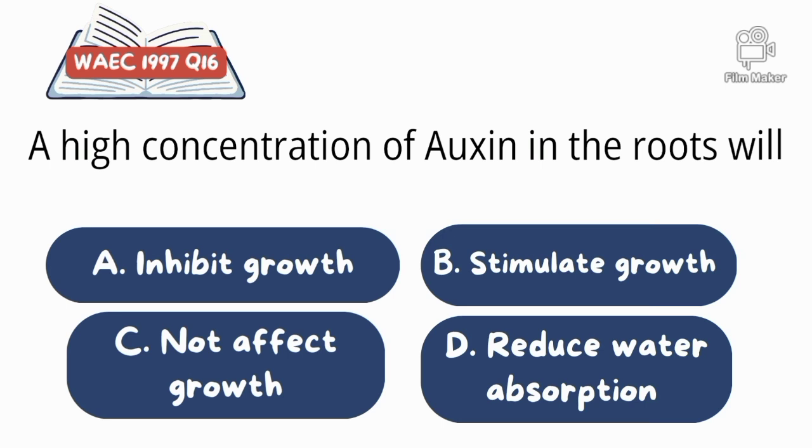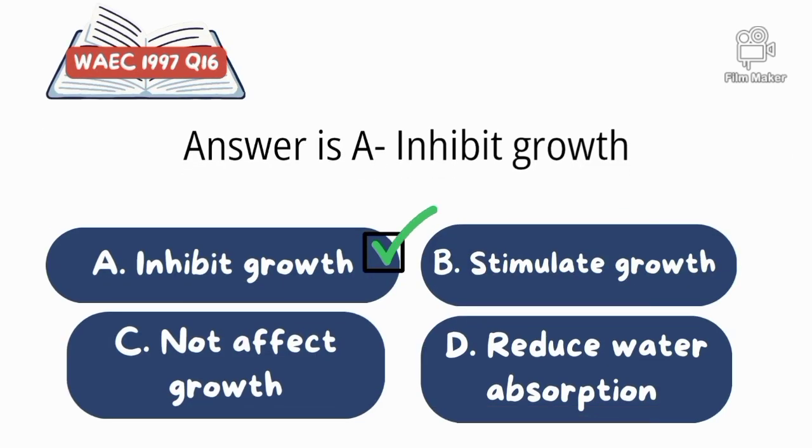The correct option is option A, inhibit growth. While auxin promotes cell elongation in the shoot, its effect on the root is different. In the root, a high concentration of auxin inhibits cell elongation and growth, which leads to the suppression of root elongation. It even causes root curvature away from the source of auxin.